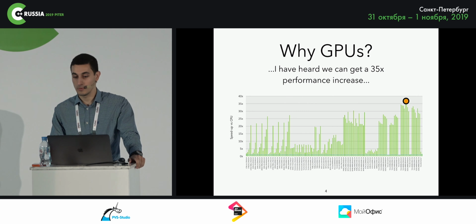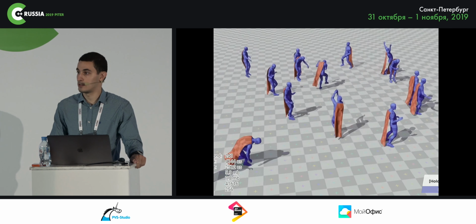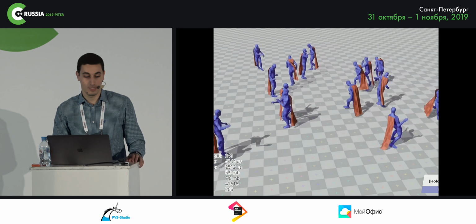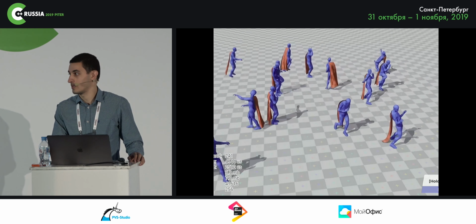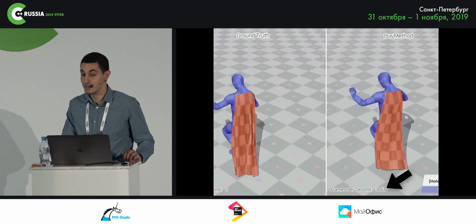And GPUs are primarily used for the stuff that I do just because they allow us to do lots of simulations and lots of number crunching at the same time. So this is not just physics simulation. This is AI learning how to control all those bodies.